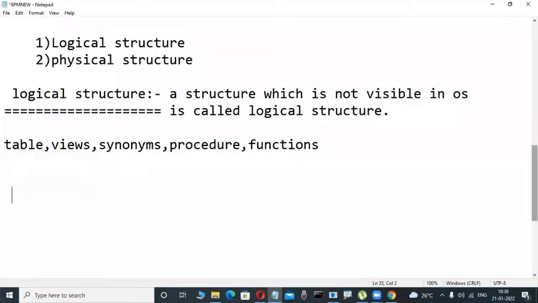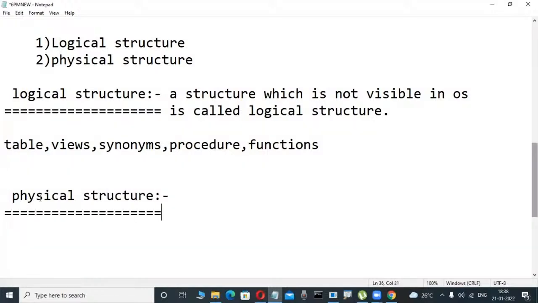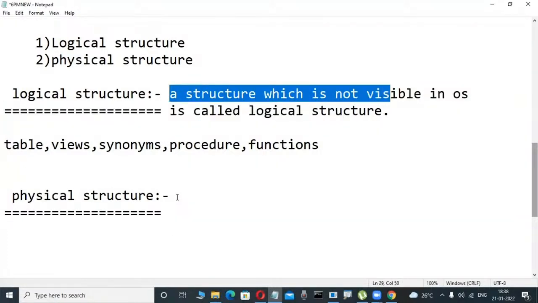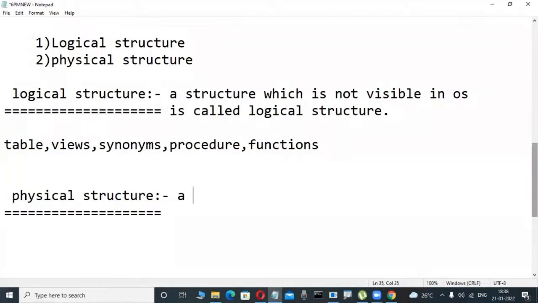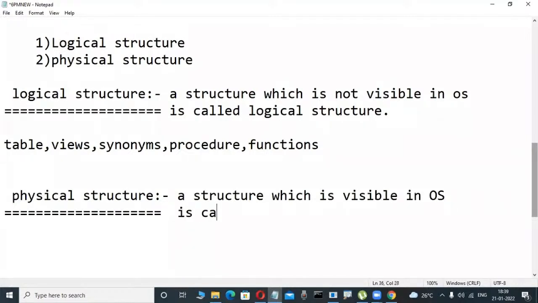Now observe it here. What is physical structure? Don't write it down, just roughly observe. This is just for the idea. What does a physical structure mean? It is the opposite. A structure which is visible in the operating system, which is visible in the OS, is called a physical structure.